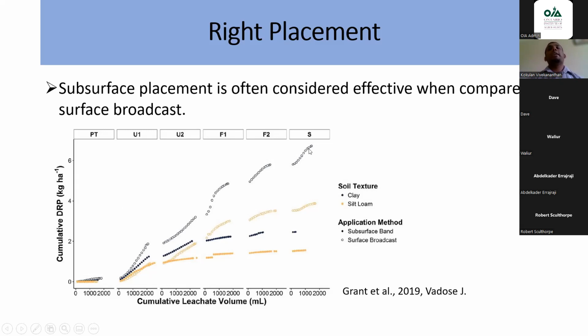And at the end, they just saturated the soil profile and then rained over it. And it is very obvious that there are 2 to 3 times more phosphorus losses from the surface broadcast treatment from both soils when compared to the subsurface banding.